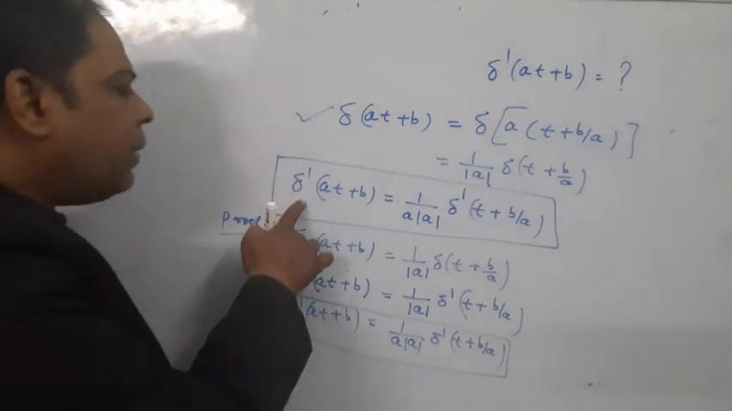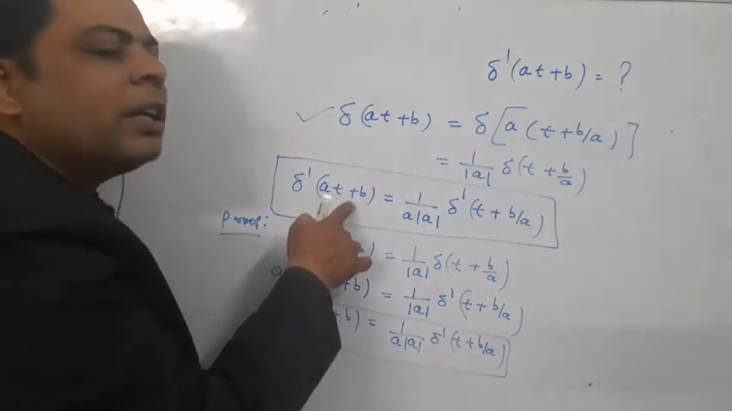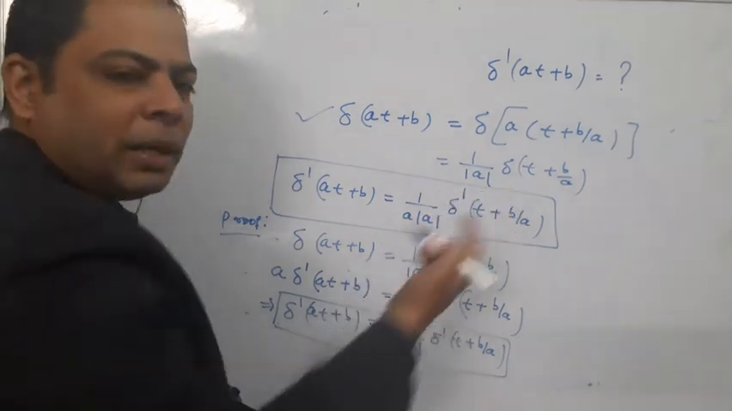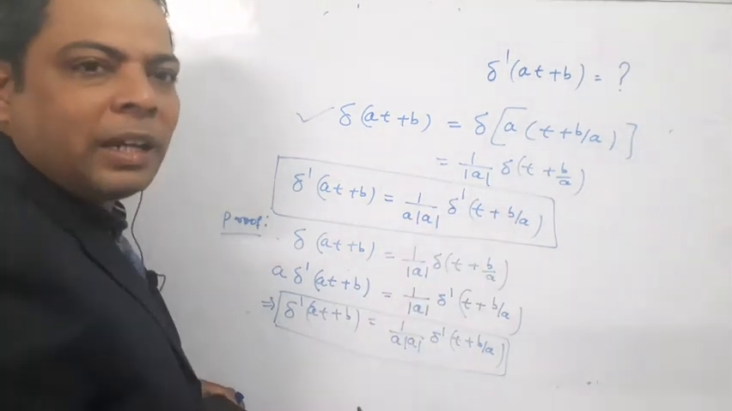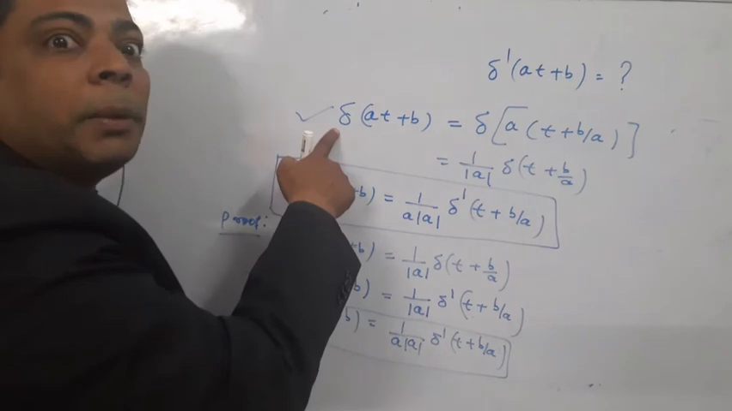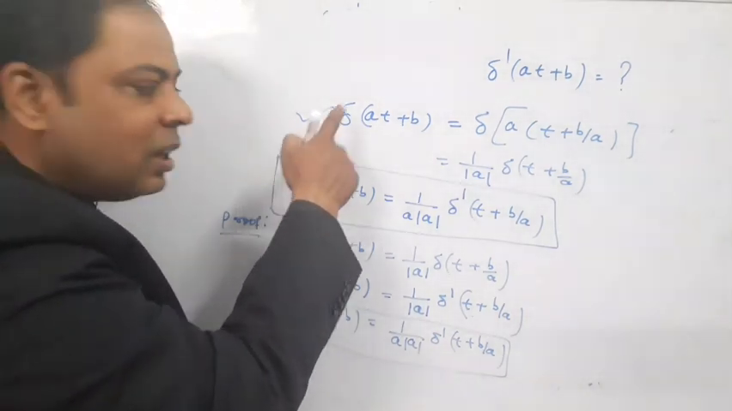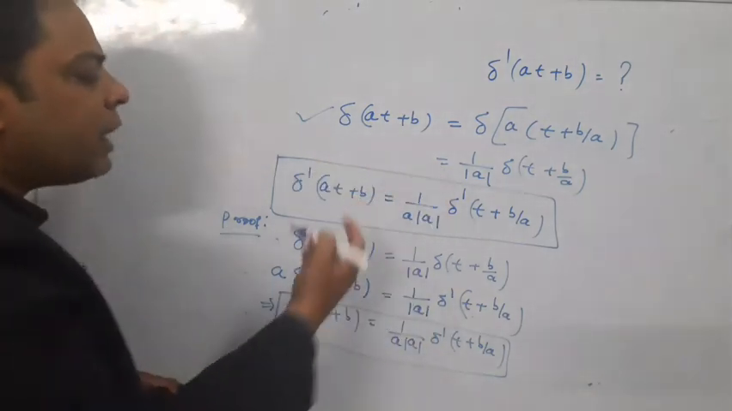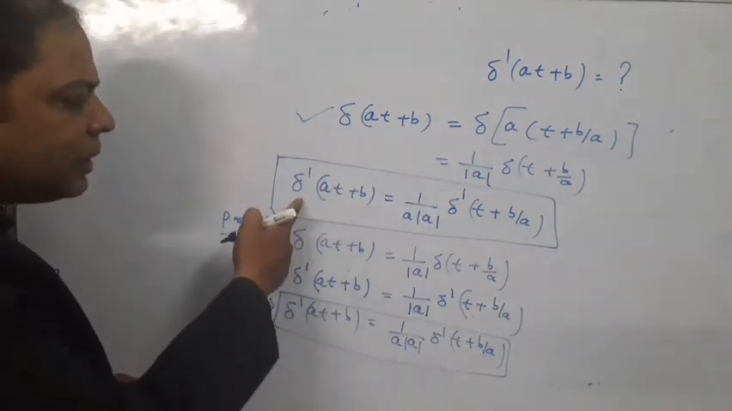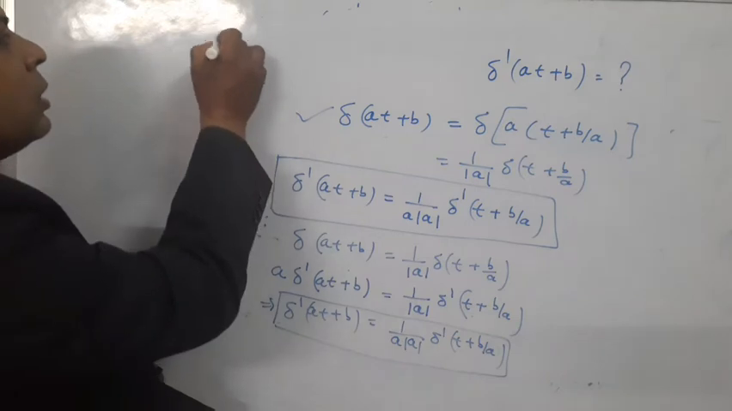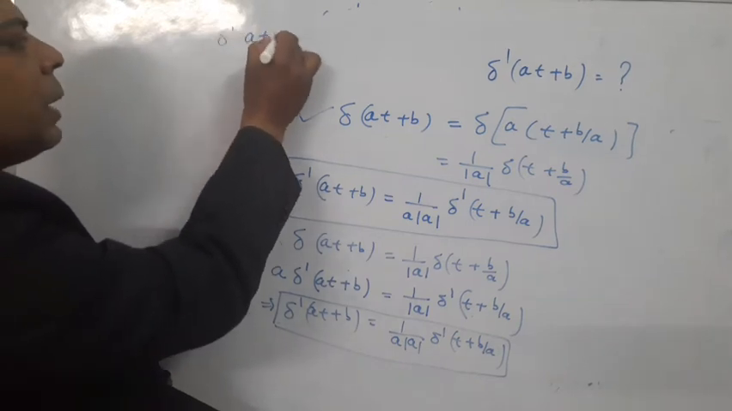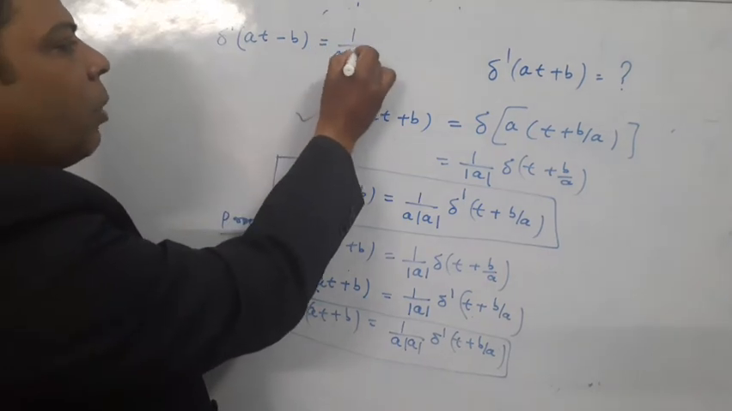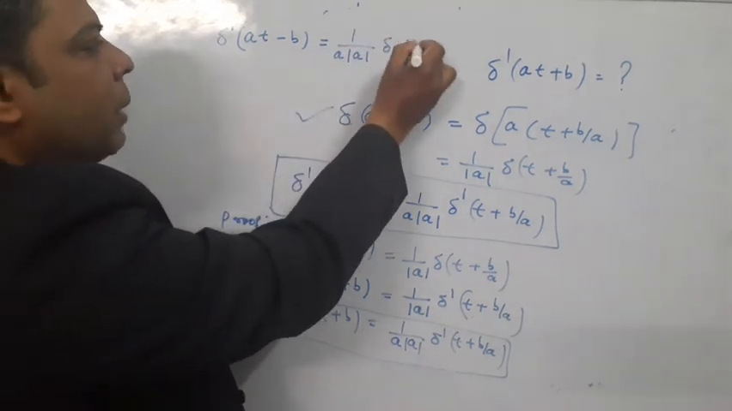That means whenever you observe del dash at t plus b, this is nothing but 1 by a mod a del dash of t plus b by a. But whenever you observe in the case of the impulse del at t plus b, this is equal to 1 by mod a del of t plus b by a. The same thing you can write for minus, that means del dash at t minus b. Similarly, del dash at t minus b is equal to 1 by a mod a del dash of t minus b by a.